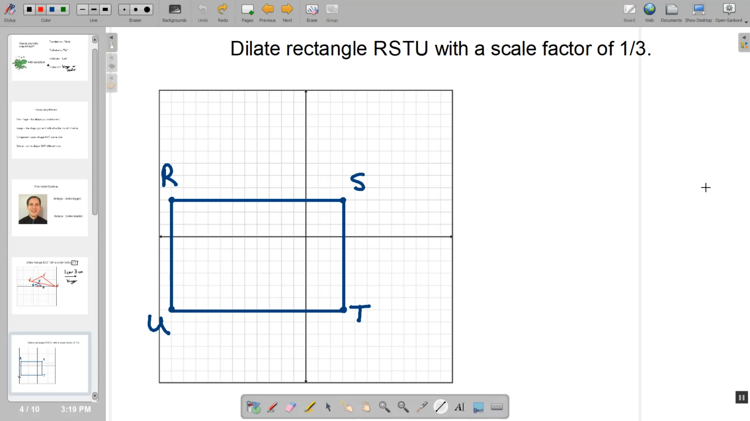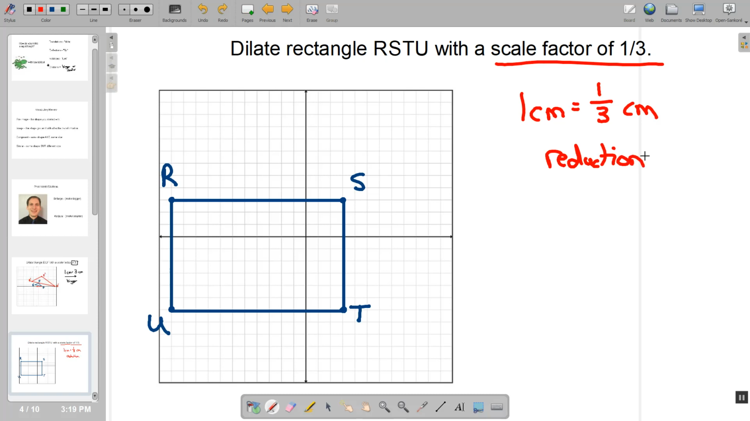If we are looking at a shape with a scale factor of 1/3, that actually means 1 centimeter is equal to 1/3 of a centimeter, or 1 unit is equal to 1/3 of a unit, which means we are reducing, or we're doing what's called a reduction. So we should get smaller. So if we look at point S, which is over 3 and up 3, it would be over 1 and up 1, because I take 1/3 of each individual measurement.